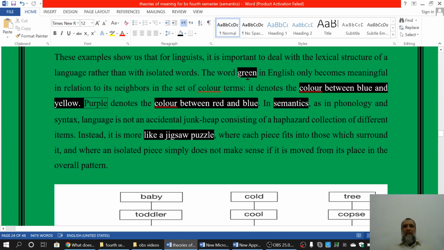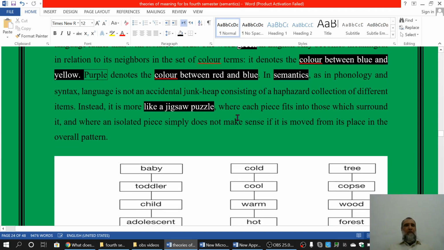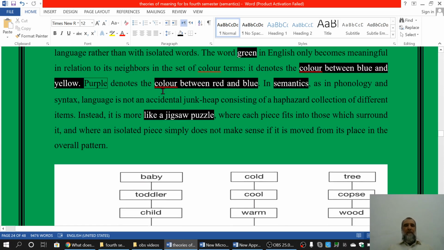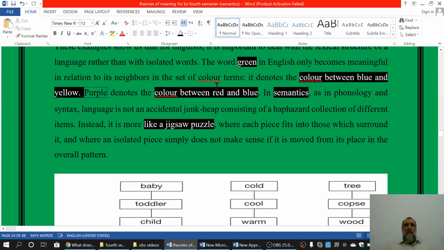Let's say, for example, green in English is defined as the color which is between blue and yellow. So you see that green, blue, yellow, all are color names, and therefore the same semantic field. The color purple, for example, is described again with the help of other colors. This is the color between red and blue. So we say that this word green is described with the help of the other colors, which means it is a kind of semantic field.